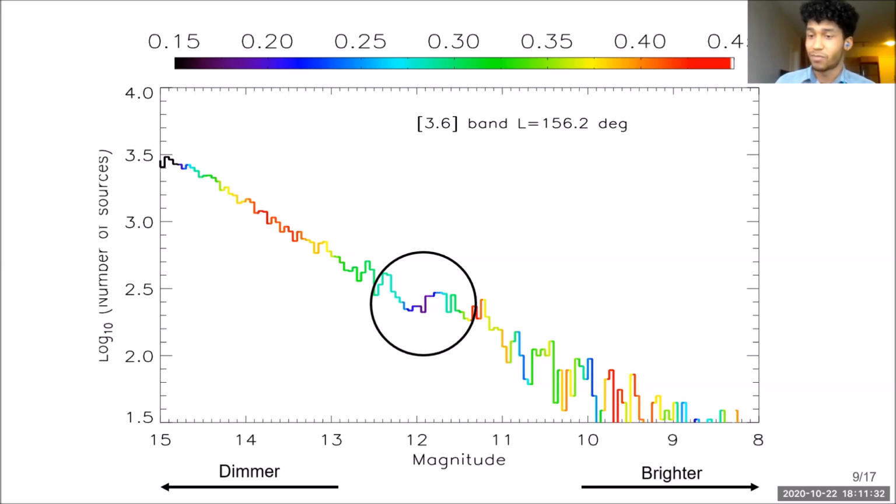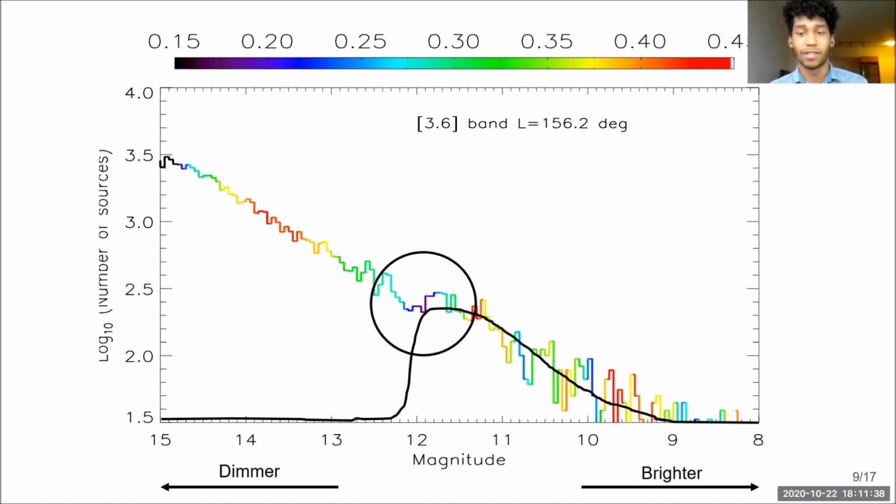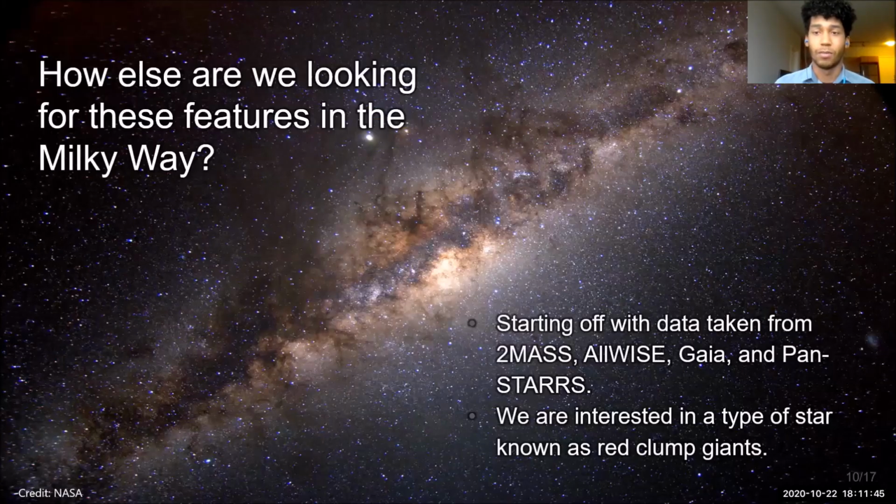If we isolated the red clump giants from this sample, it might look something like this. And for this reason, we believe there to be a break in the volume density of stars in the Milky Way. Now, what we'd like to know is, can we reproduce this break by analyzing the projected surface density of stars in the Milky Way as opposed to the volume density?